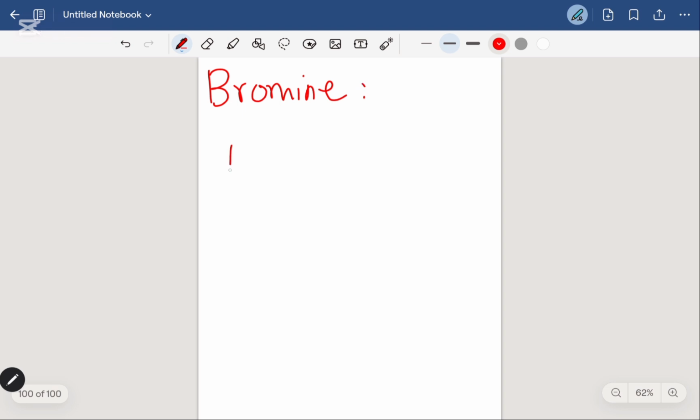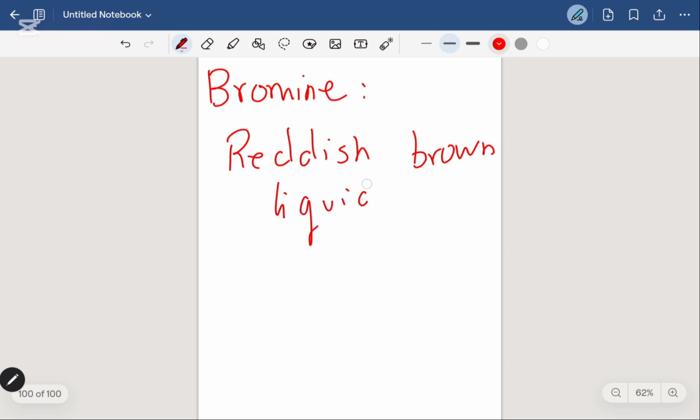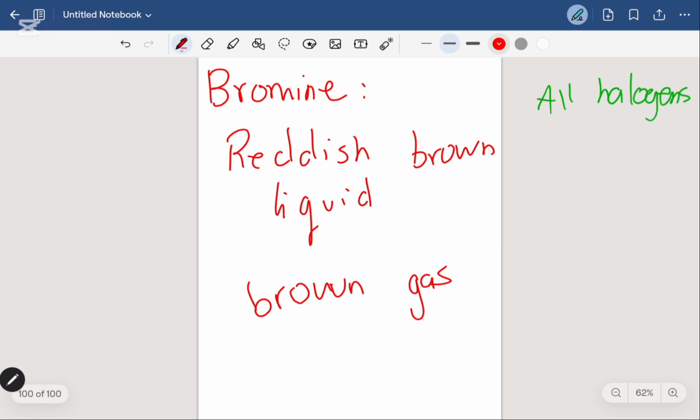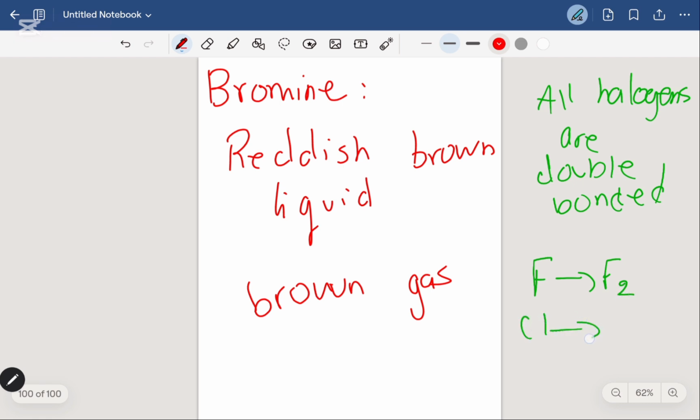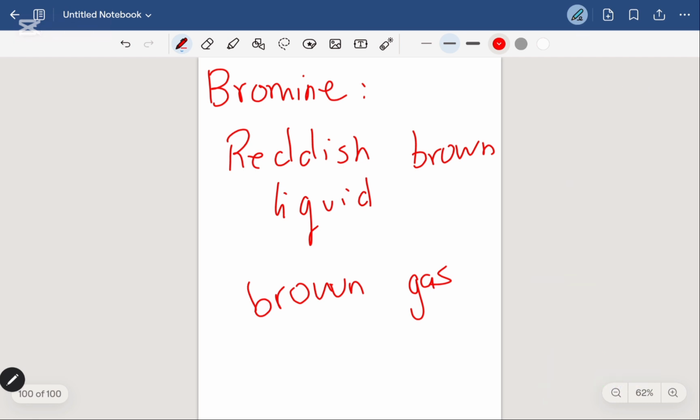Okay, bromine is a reddish brown liquid, and if it is in gas form, it is a brownish gas. Now, one thing I forgot to mention before is that all halogens are double bonded. What does double bonded mean? Double bonded means that F, you can find it as F2. Cl, you will find it as Cl2. Br, you will find it as Br2. I, you will find it as I2. Double bonded meaning it's always 2.